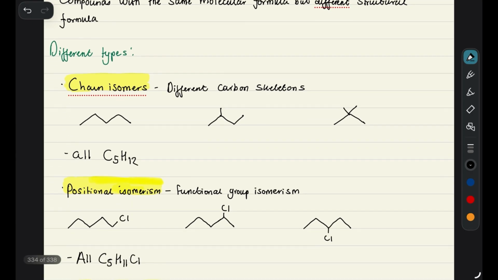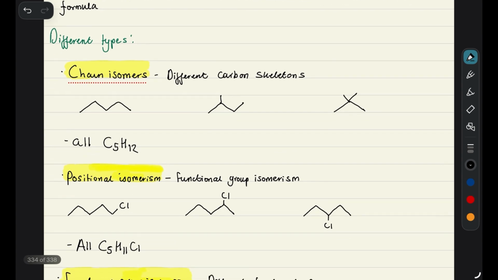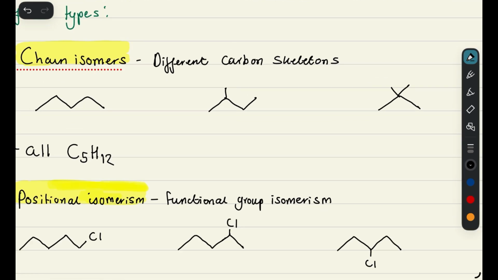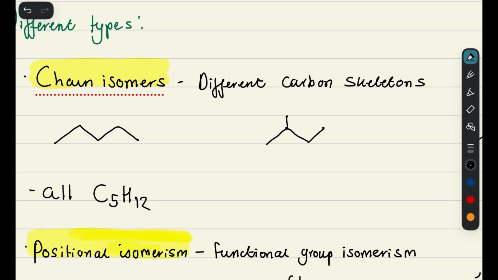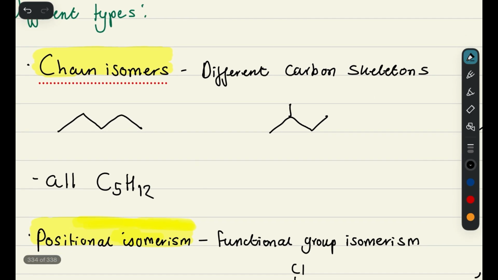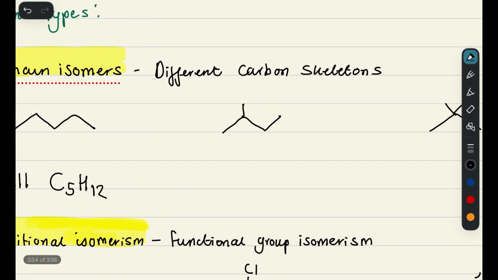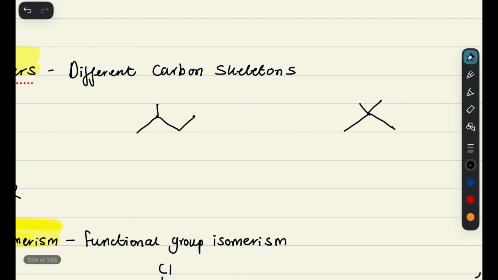I think these ones are probably a bit of a nicer one to get in an exam. So you've got chain isomers where there's different carbon skeletons. So you can see here, and I will just emphasize, being able to interpret and being comfortable with skeletal formula is really important. So you can see here, this one is just pentane, right? So you've got 1, 2, 3, 4, 5, it's pentane. The next one here is 2-methylbutane.